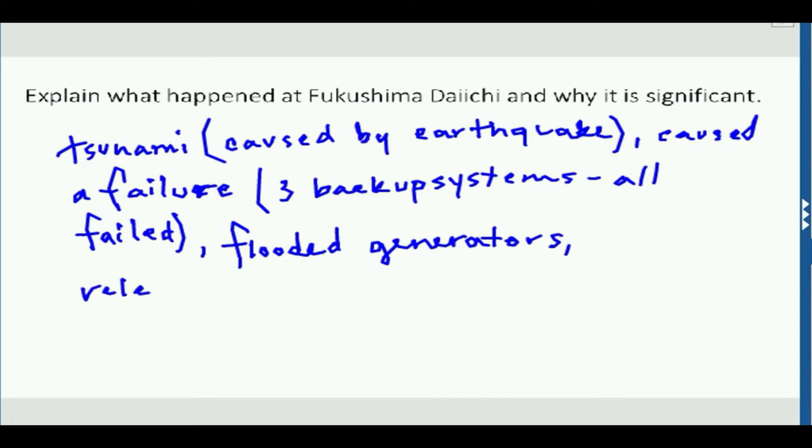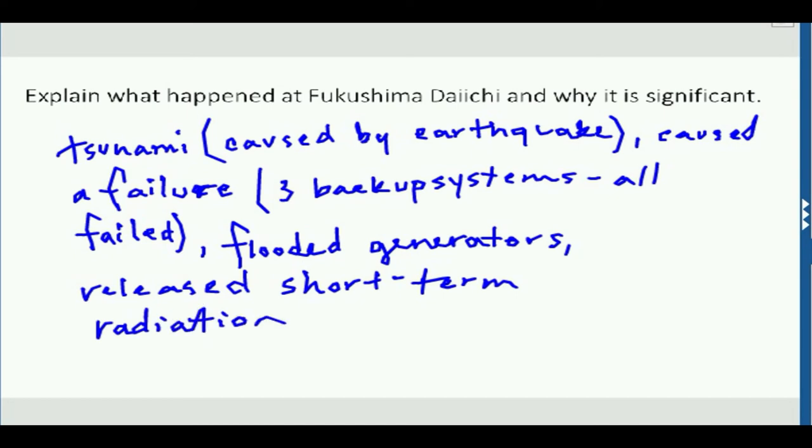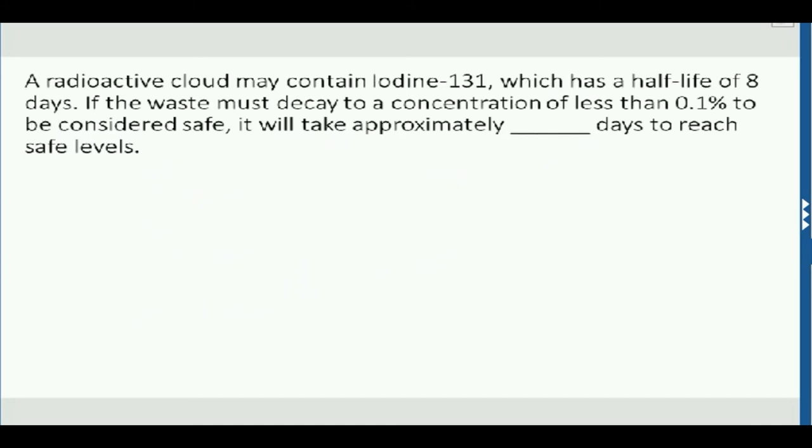And released short-term radiation. And they actually found iodine on the coast of California right after this. Luckily, what was released had a really short half-life. Okay, so a radioactive cloud may contain iodine-131, which has a half-life of 8 days. If the waste must decay to a concentration of less than 0.1% to be safe, how many days will it take to reach safe levels?